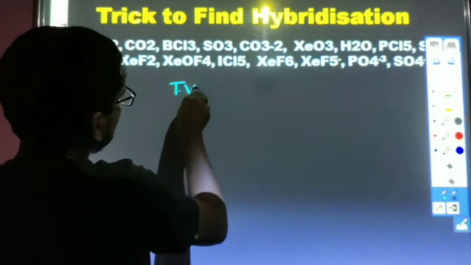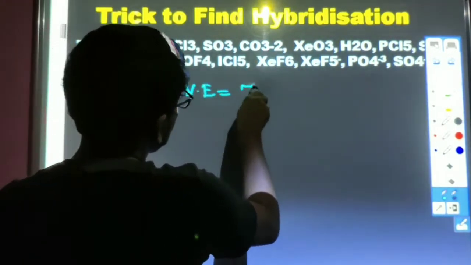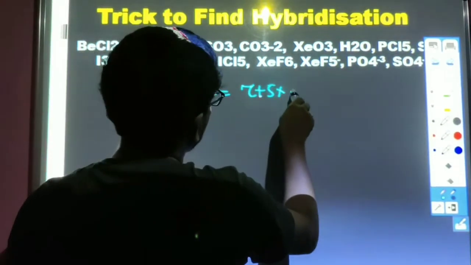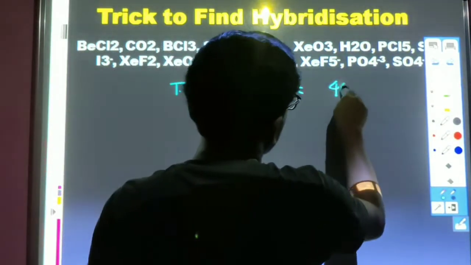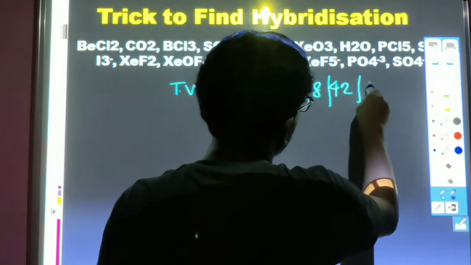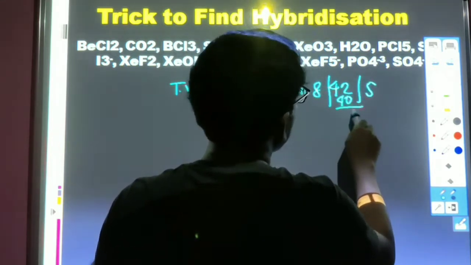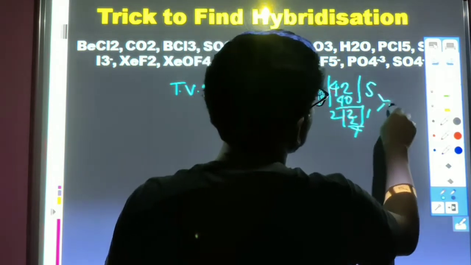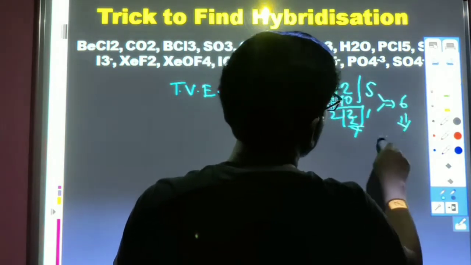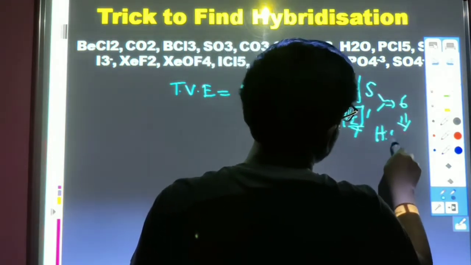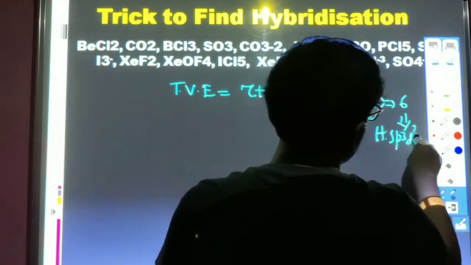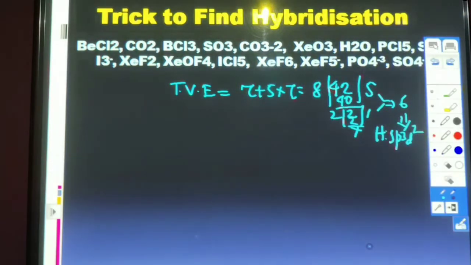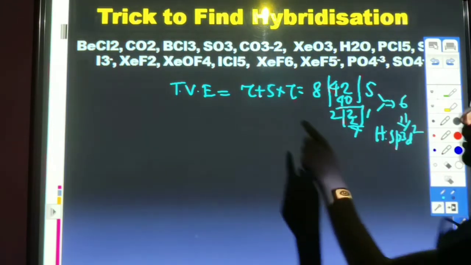Total valence electrons: 7 plus 5 multiplied by 7, that will give you 42. Dividing by 8, 5 eights are 40, remainder 2, 1 pair. This is also 6. Steric number 6 means the hybridization is sp3d2. So ICl5 will have sp3d2 hybridization.